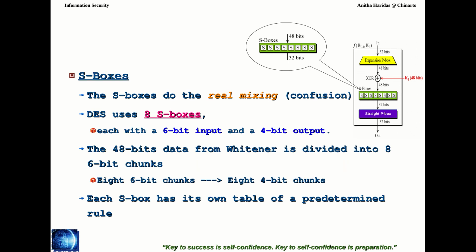And the third component of the DES function is the group of 8 S boxes. Here we have 8 S boxes, and these 8 S boxes will receive the 48 bits and produce the 32 bits output, right? So this is where the confusion is introduced. Lots of shuffling is being done.